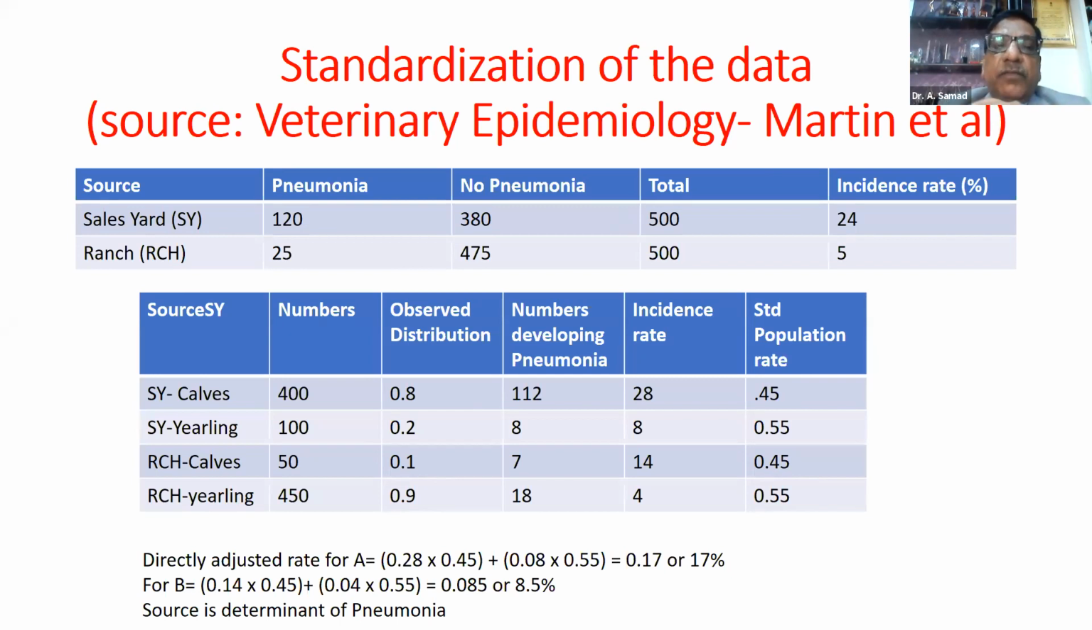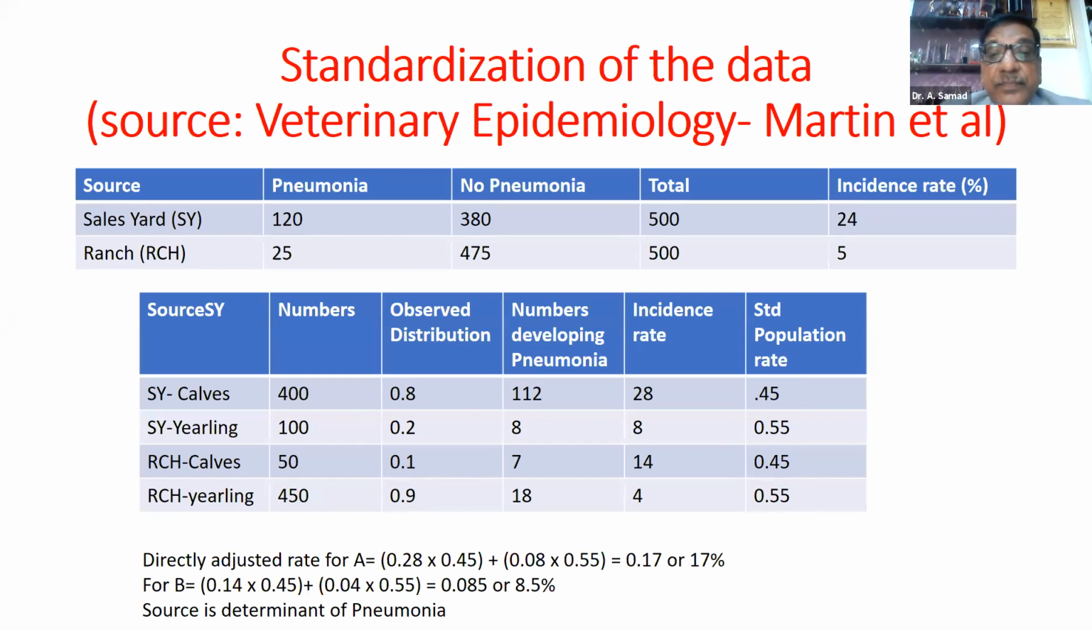So in this experiment, what they did was they collected data from the sales yard as well as from the ranch on the number of animals that were positive for pneumonia and those that were not, and that is given here in the first table. So sales yard, 120 cases of pneumonia, 380 cases not having pneumonia. You can see the incidence rate was 24% and 5%. That tells us that the sales yard is the source of infection, that from there the disease is getting picked up, or that it is the place where many of the animals coming to the sales yard have this kind of pneumonia, either during transportation or right from the farm.